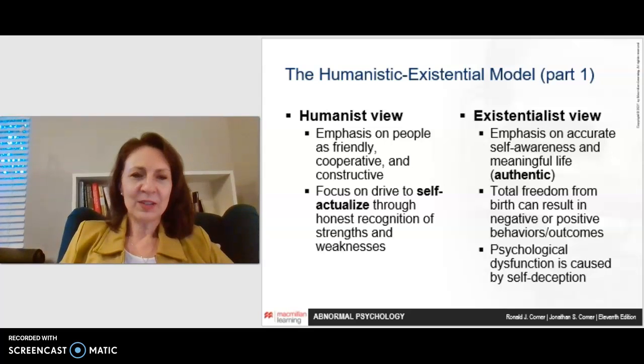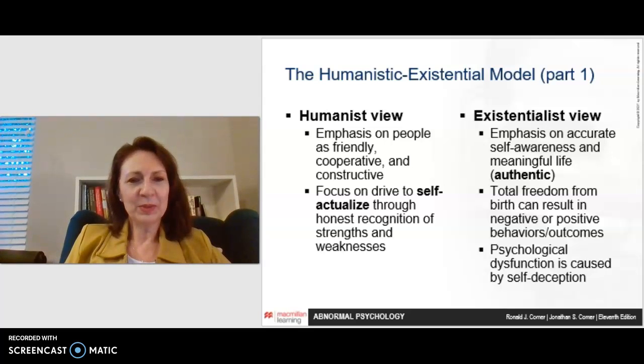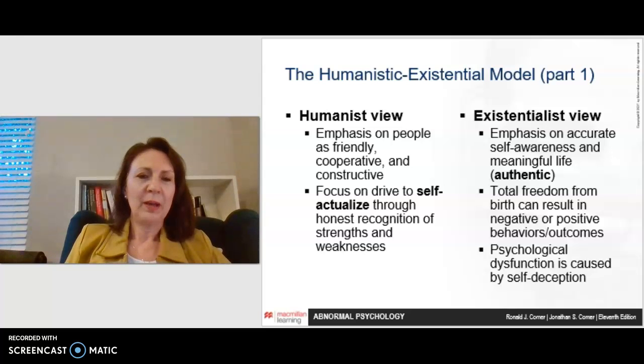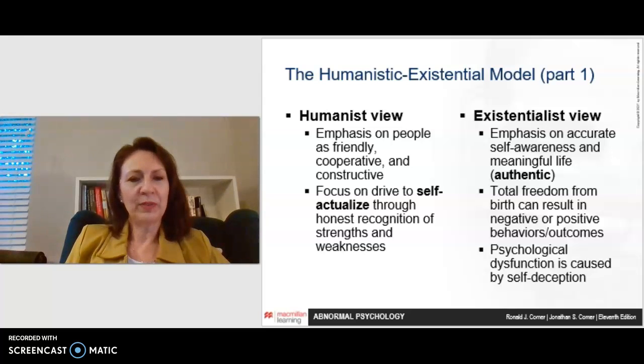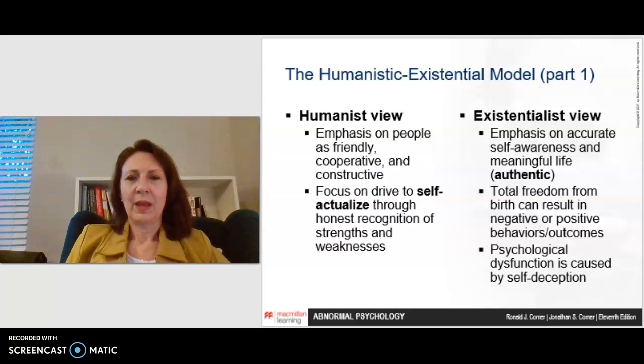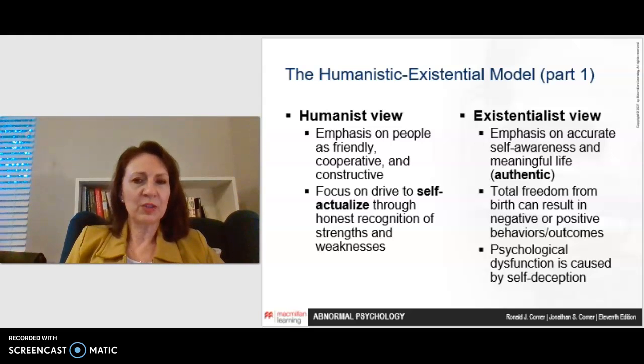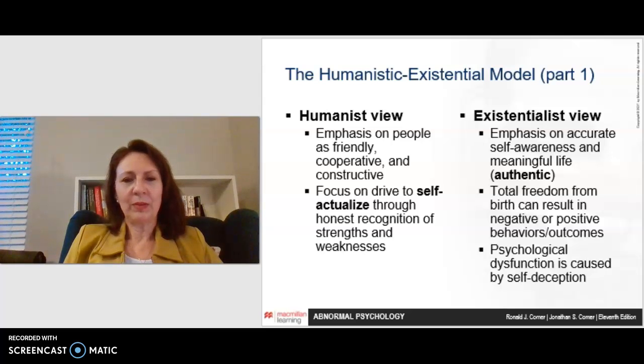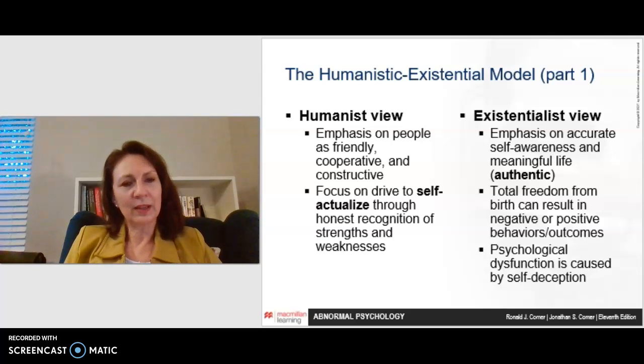The humanistic and existential model is another one that we'll talk about. In the humanist view, there's an emphasis on people as friendly, cooperative, and constructive. There's a focus on the drive to self-actualize or reach your potential through honest recognition of your strengths and weaknesses. And what's paired with the humanistic view oftentimes is the existentialist view, where there's emphasis on accurate self-awareness and a meaningful life. So we're looking at being authentic and leading an authentic life.